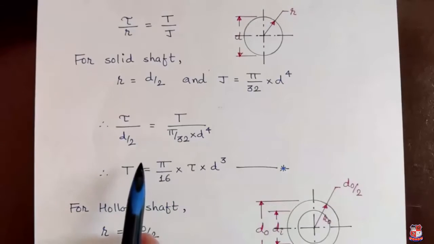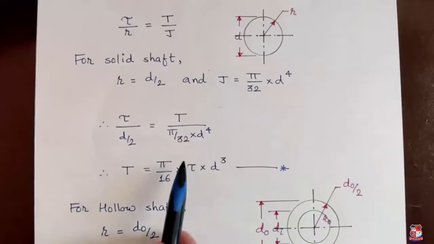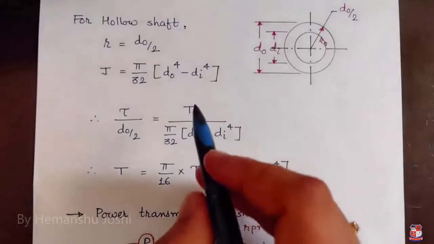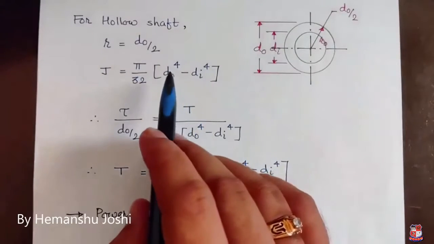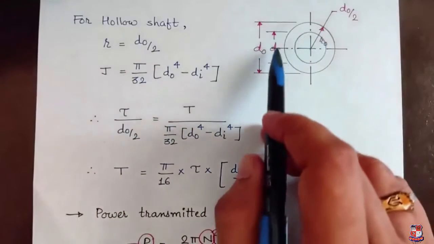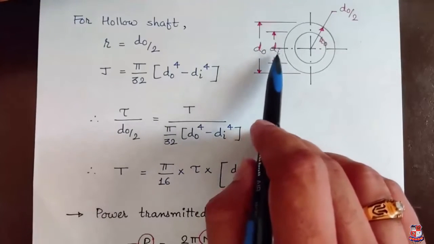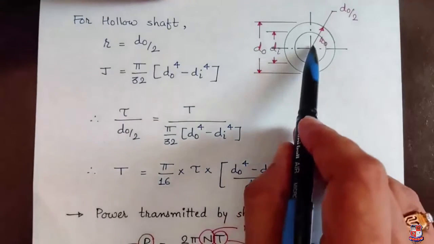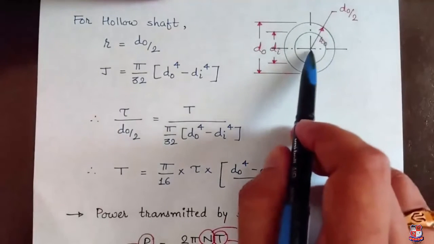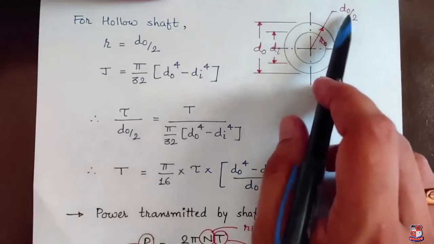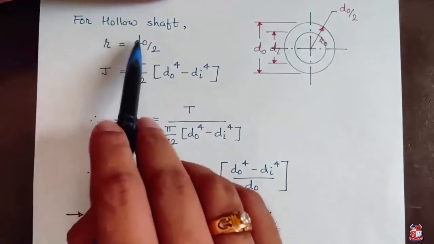So for any case or case study for a shaft, capital T and tau will be given in data, and we can find out diameter d for a solid shaft. Now let us derive the equation for a hollow shaft. Consider the cross-sectional area of a hollow shaft with outer diameter dO and internal diameter di. Now here the distance of the extreme layer from neutral axis will be the outer radius. Outer radius will be dO by 2. So r is equal to dO by 2.